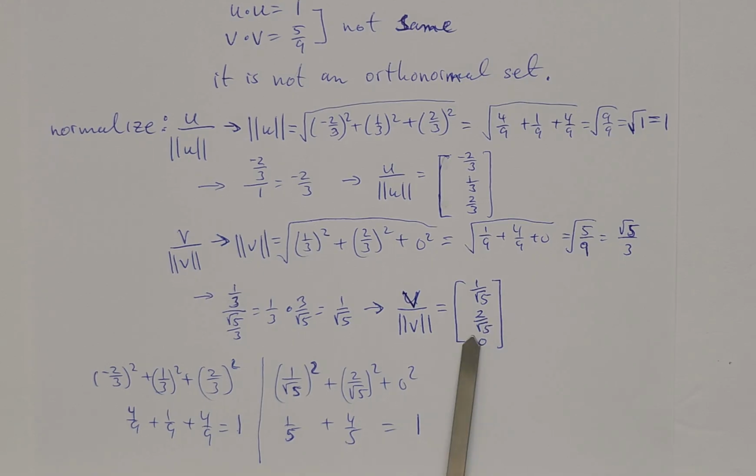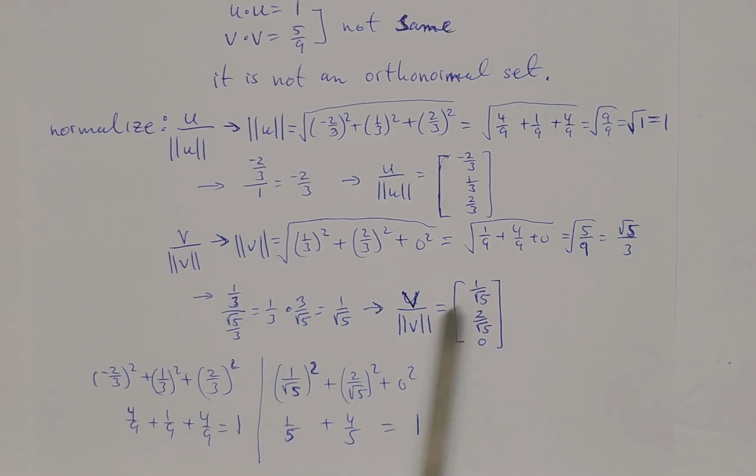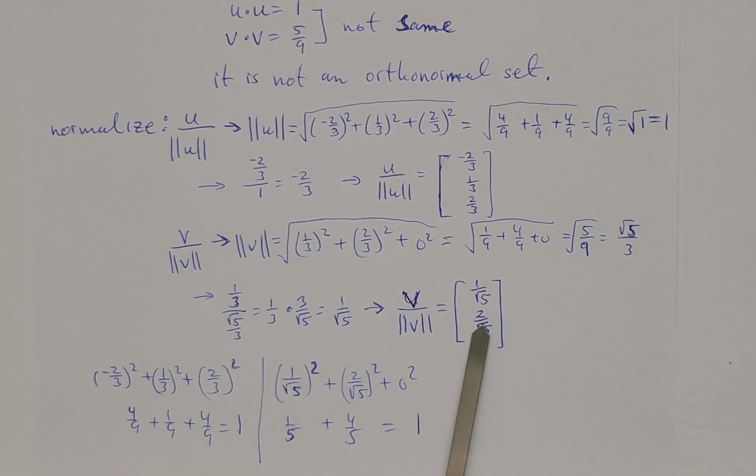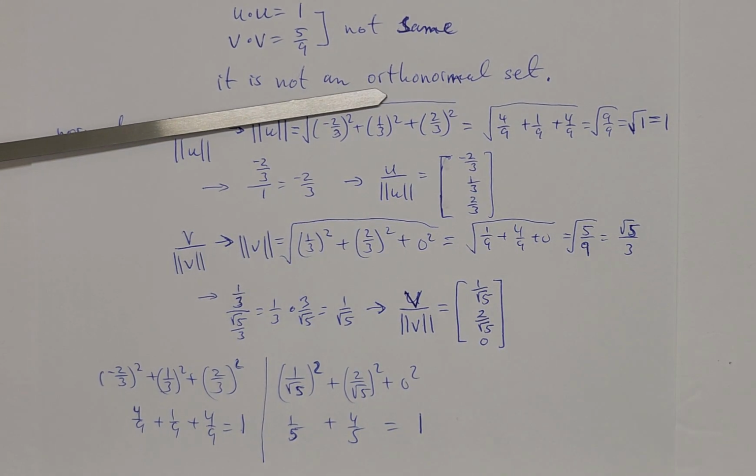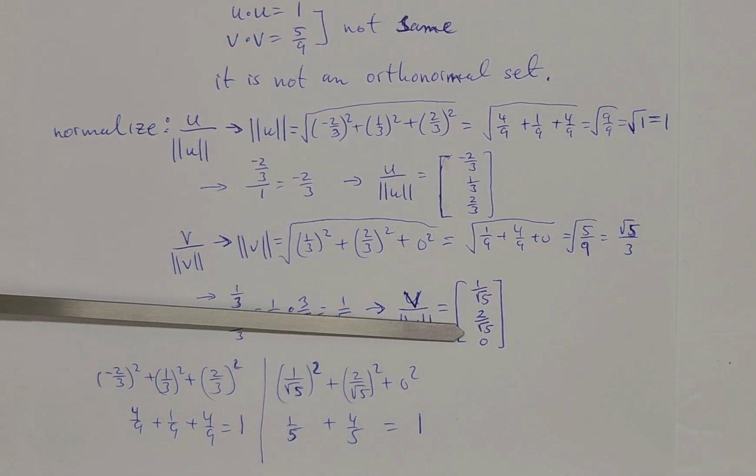Now do the same thing for this one. Square of this, which is here, square of this, which is here, square 0, which is here. Now the square of 1 over square root 5 just comes out to 1/5. The square of 2 over square root 5 becomes 4/5. 0 is just 0. 1 plus 4 is 5. 5 divided by 5 is 1. And as you can see, these two are the same. So now it is orthonormal after normalizing.